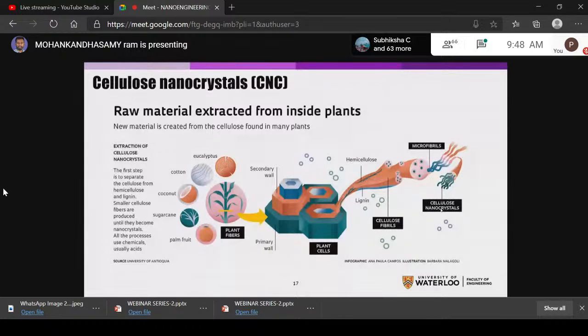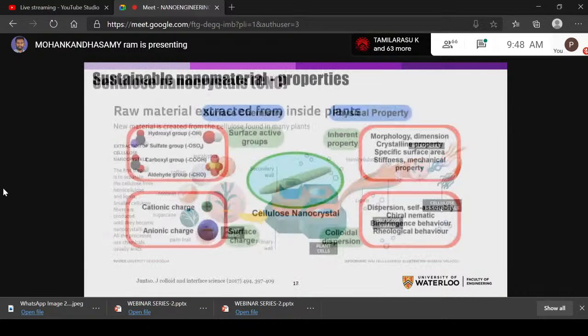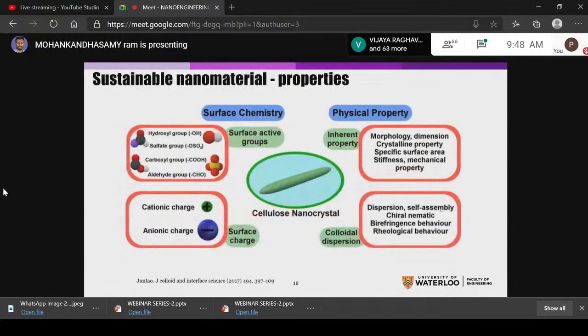Here in our lab, we procure the cellulose nanocrystals from a big company called CelluForce. CelluForce is the world's second supplier of CNCs. So we procure from them and we do all our experiments with those CNCs. So why are cellulose nanocrystals important?